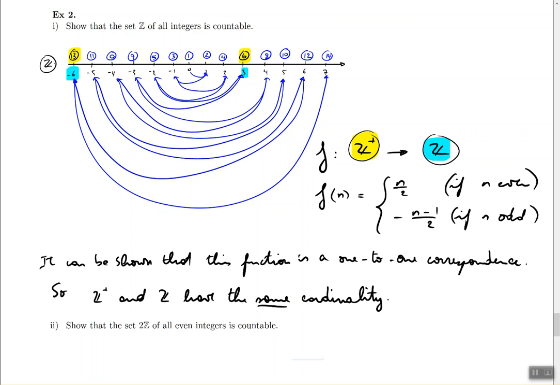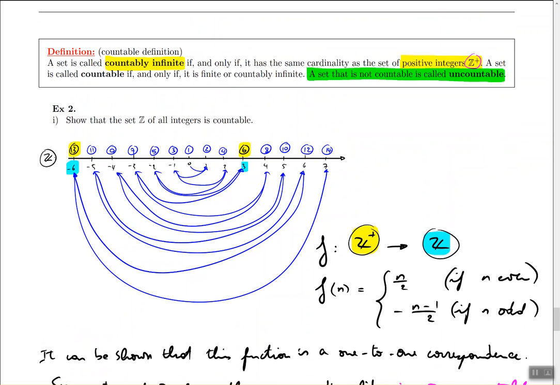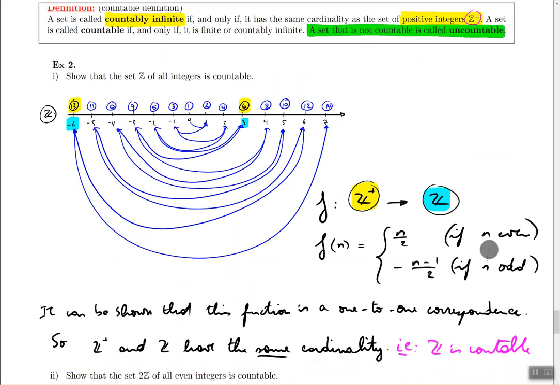So even though I am not showing it, it can be shown that this function is a one-to-one correspondence. So in other terms, this would imply that Z and Z plus, or in other terms, Z plus and Z have the same cardinality. So there are as many positive integers as there are integers, which in turn implies that Z is countable. So why can I say that Z is countable? Well, because if you are in a one-to-one correspondence with the set of positive integers, then you're going to be called a countable set. And that's what's happening in example 2, part 1.